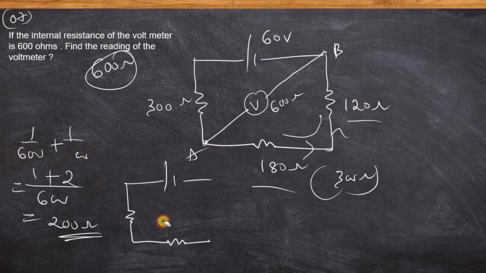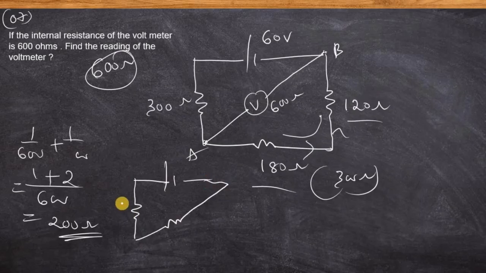Not something like this. Let's draw it again. We have 300 ohms here, and then we have 200 ohms somewhere here. So here it's 300 ohms, here it's 200 ohms, and we have to split it. Yeah, 60 volt is the total potential we have here.